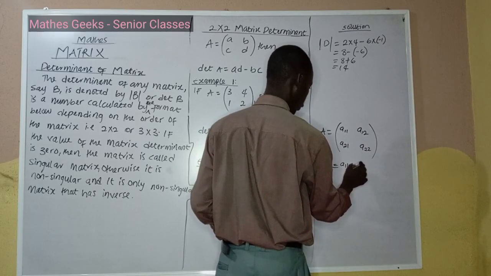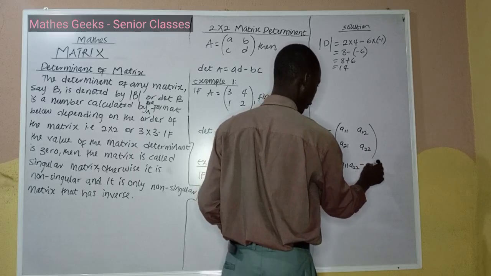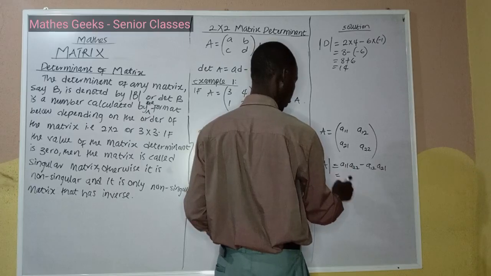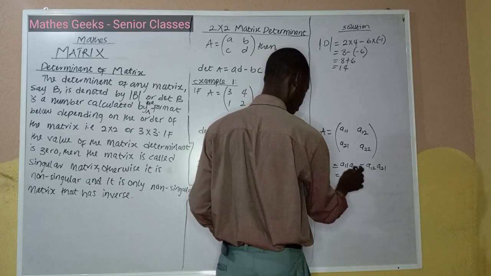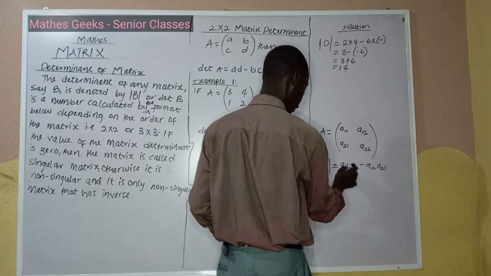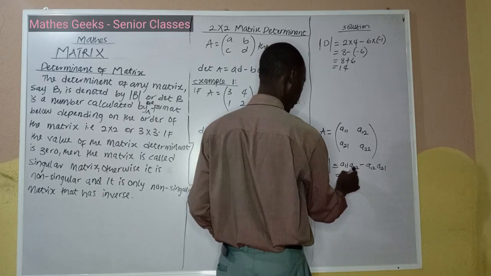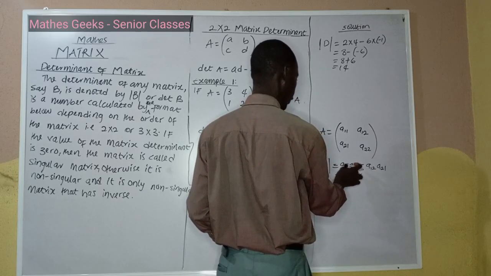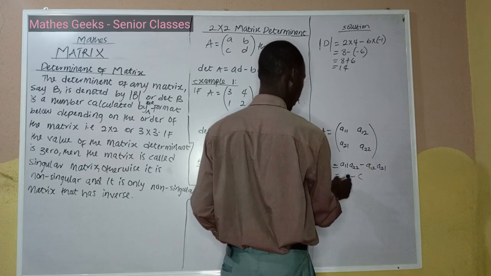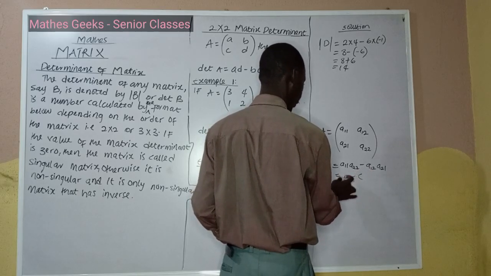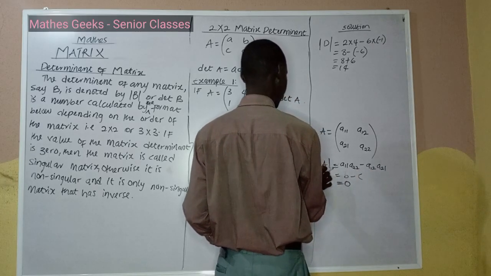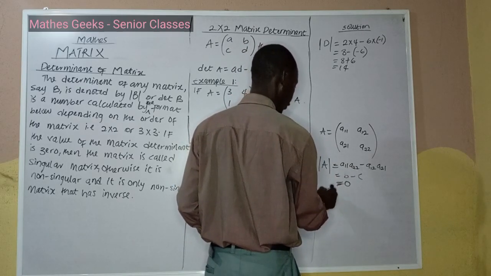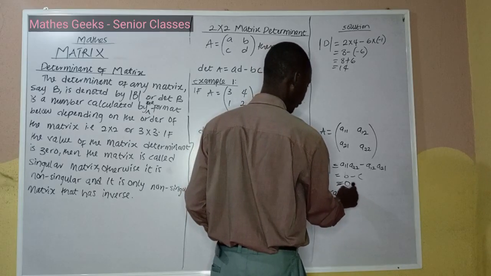we're going to have a11 times a22 minus a12 times a21. Let's say the result of a11 times a22 is B, and the result of a12 times a21 is C. Then we have B minus C. And if, when you subtract C from B, your final answer is 0, meaning that the determinant of matrix A is 0, then any matrix whose determinant is 0 is called a singular matrix.